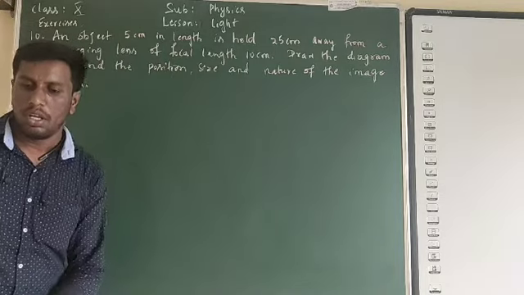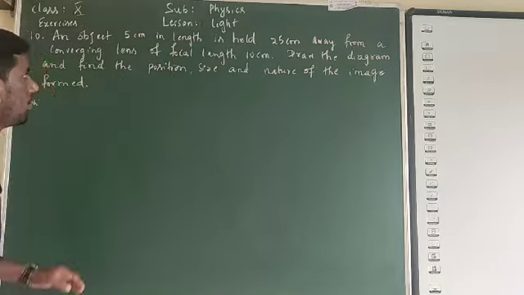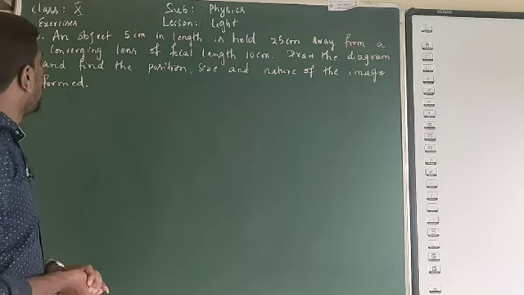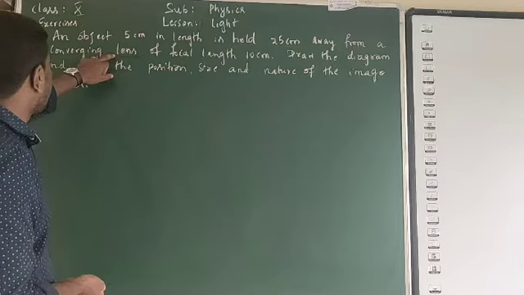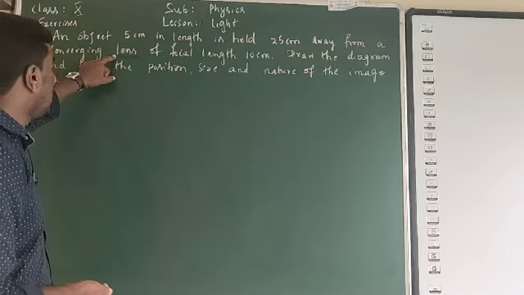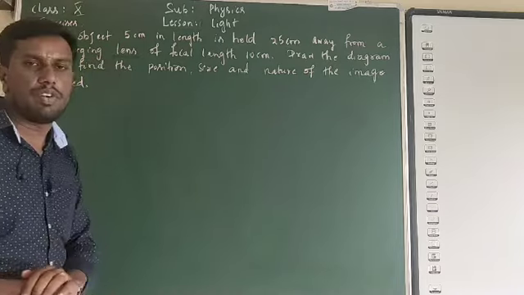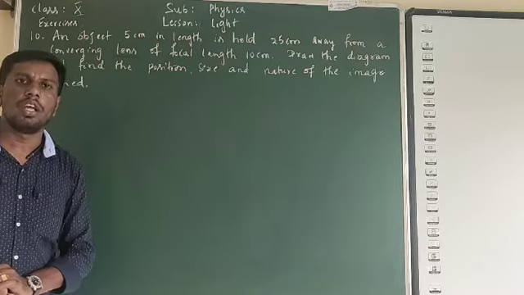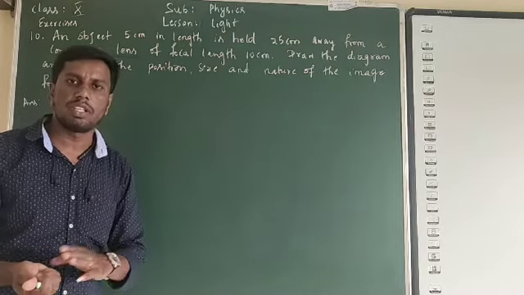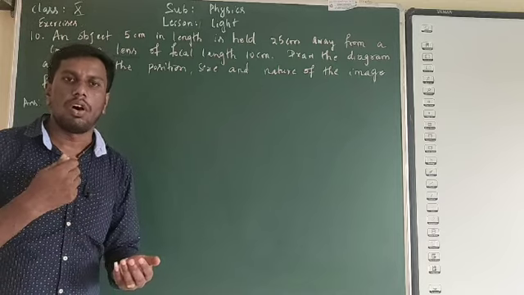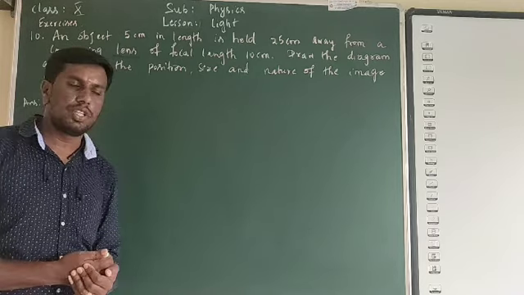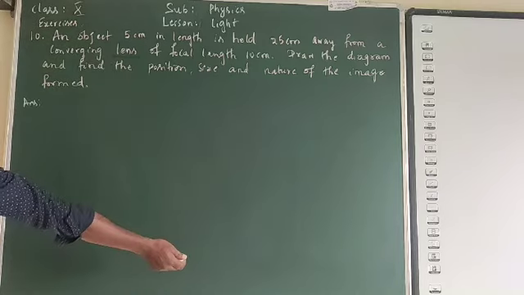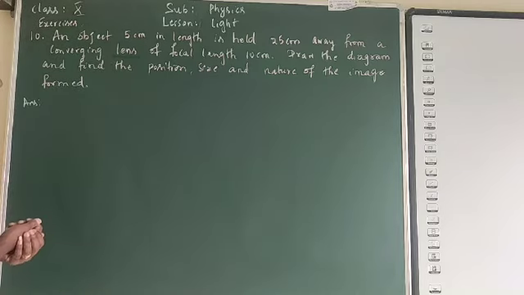Here we need to draw a ray diagram also. Now let us understand: they have given a lens or a mirror? Obviously it is a lens, and it is a converging lens. Which is the converging lens, convex or concave? The convex lens is the converging lens. So here it is a convex lens.